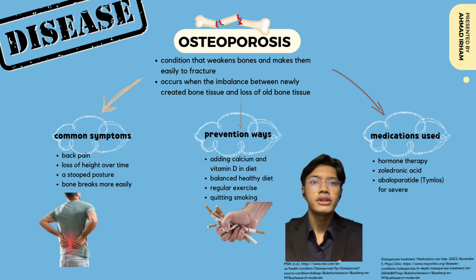So there are many prevention ways, such as adding calcium and vitamin D in the diet, having a balanced healthy diet, doing regular exercise, and quitting smoking. There are also some medications that can be used to treat this osteoporosis, which is hormone therapy. The second one is zoledronic acid, and the third one is abaloparatide for severe osteoporosis.